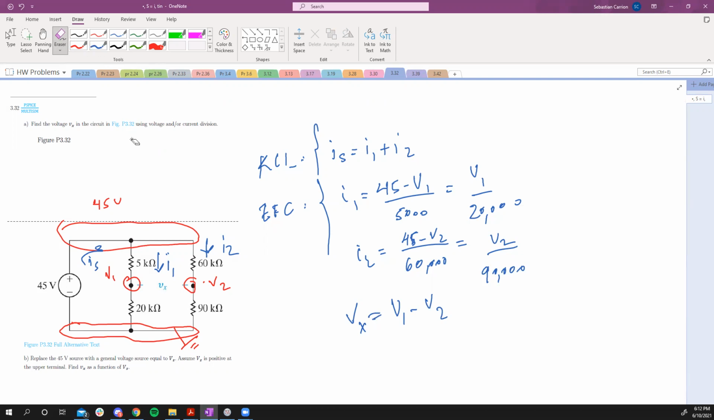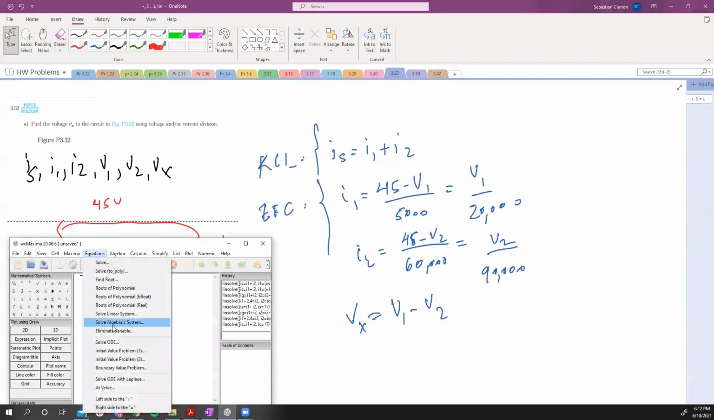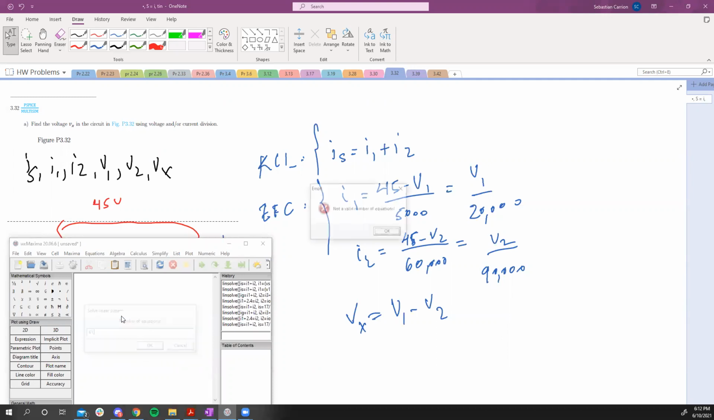Okay, and then our missing variables are IS, I1, I2, V1, V2, and then Vx. So we have 6 equations and 6 missing variables. So let's go ahead and plug that into Maxima. Let's make this smaller.